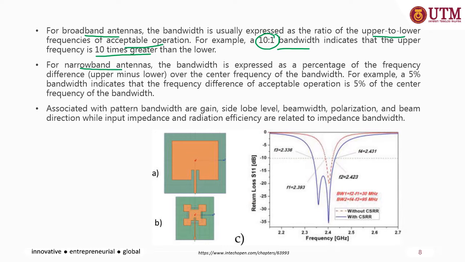For narrowband antenna, the bandwidth is expressed as the percentage of frequency upper minus lower over the center frequency of the bandwidth. Okay, this is the percentage bandwidth that we have discussed earlier. For example, if the bandwidth given is 5%, this will indicate that the difference of acceptable operation is 5% of the center frequency. The center frequency, for example from the previous slides, is 2.5. So 5% from the center frequency.